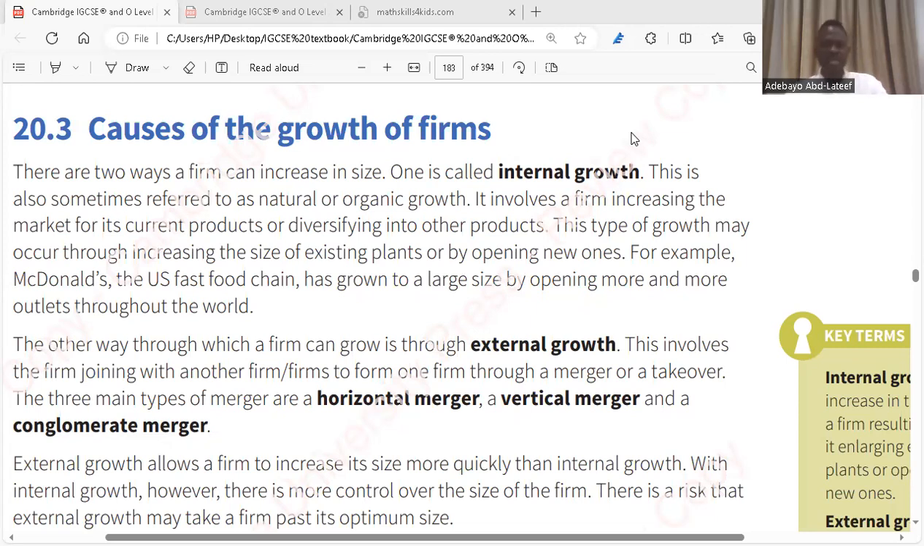It involves a firm increasing the market for its current product or diversifying into other products. This type of growth may occur through increasing the size of existing plants or by opening new ones. For example, McDonald's, the US fast food chain, has grown to a large size by opening more and more outlets throughout the world. McDonald's does this through what? Franchise. So McDonald's is so big now through franchise. Franchise is you buying the brand name of a business to use in your own operations.